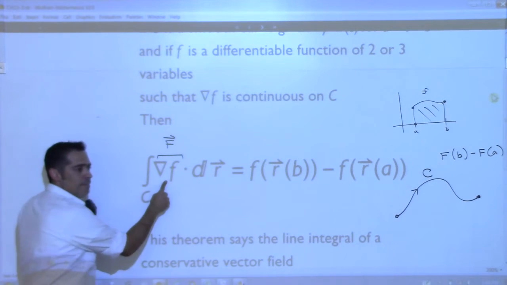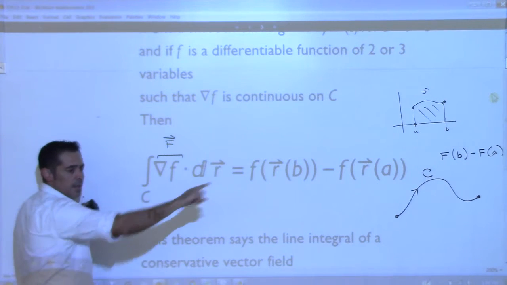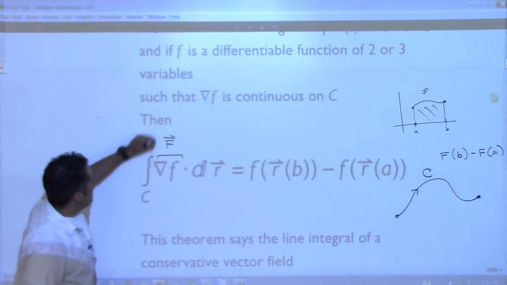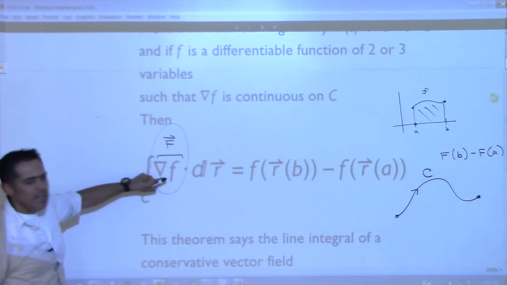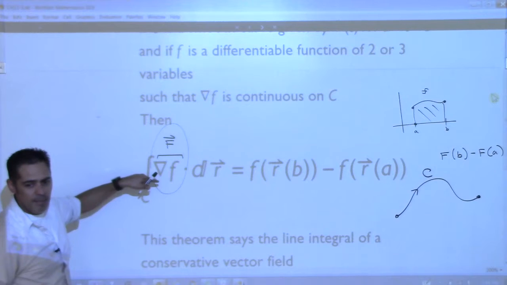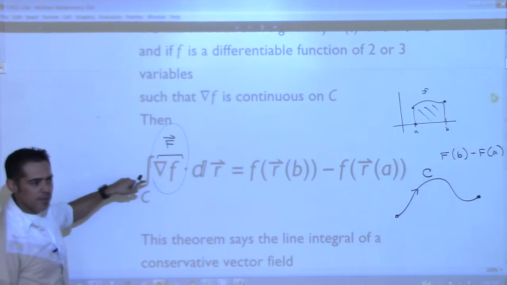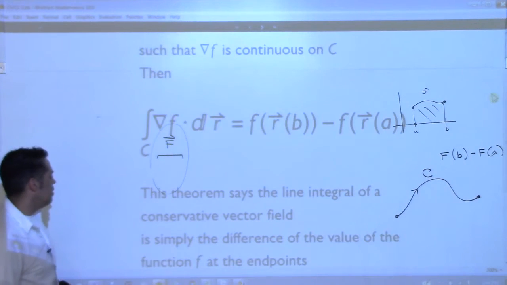This thing right here must be the gradient of a scalar function for this theorem to work. And what did we say? If a vector field was the gradient of a scalar function, then what kind of field did we call that? Conservative, right? This is only going to work with conservative vector fields, this fundamental theorem of line integrals. So that's what it says here.